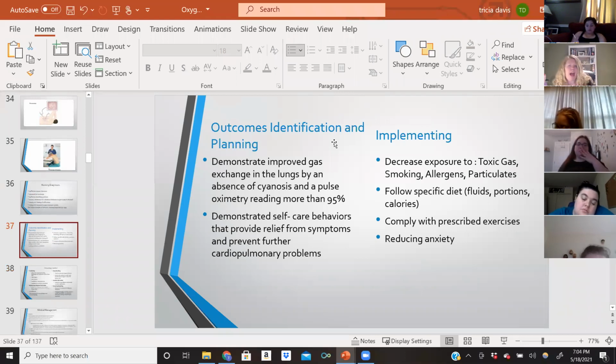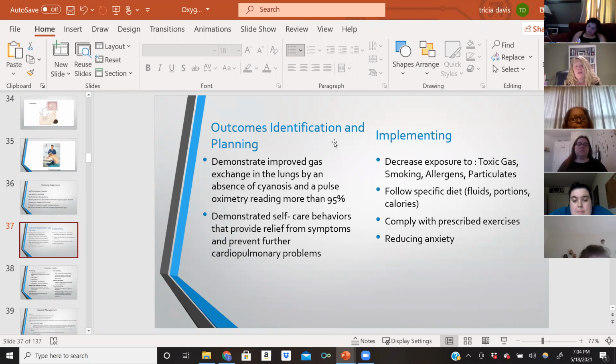So some examples of outcome identification and planning. We would want our patients to demonstrate improved gas exchange in the lungs by an absence of cyanosis and a pulse oximetry reading more than 95. So this is a great example of that measurable outcome. We will have the absence of cyanosis, and they're going to have a pulse oximetry reading of 95%.